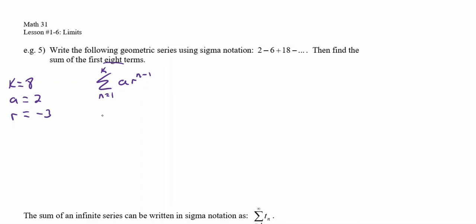So let's write it out again. So we'd say, okay, the sum, when n is equal to 1 and goes to 8 this time, my summations are terrible. Of 2, so a is 2, r is negative 3, and then n minus 1. Okay, now we could do it for each one and add them all up again, right?